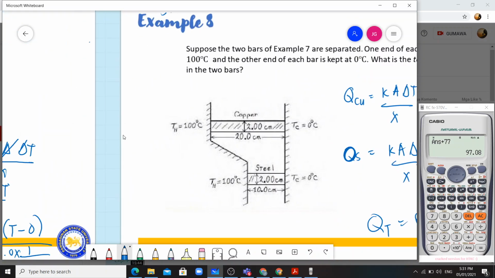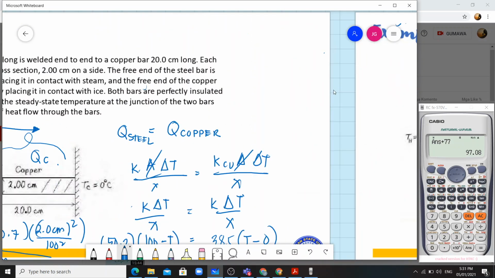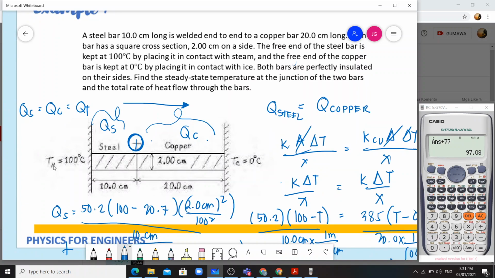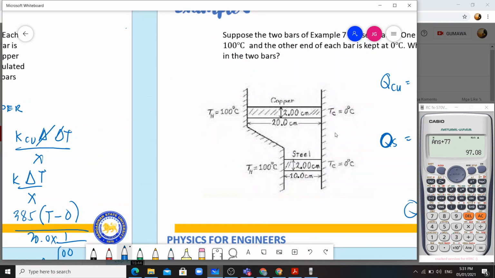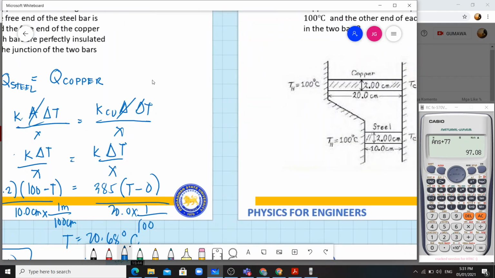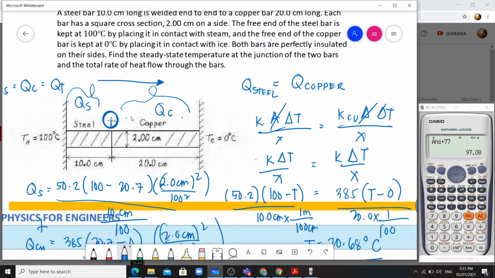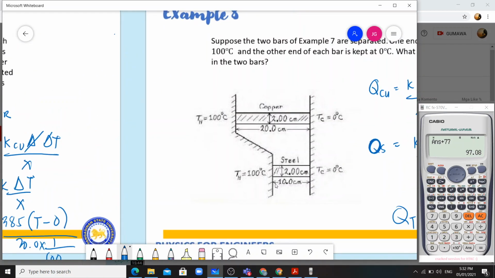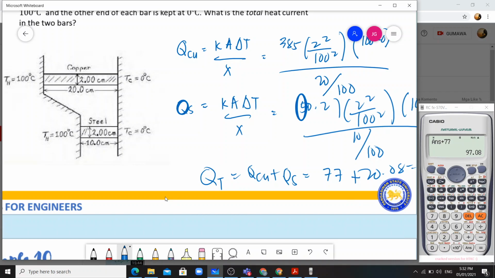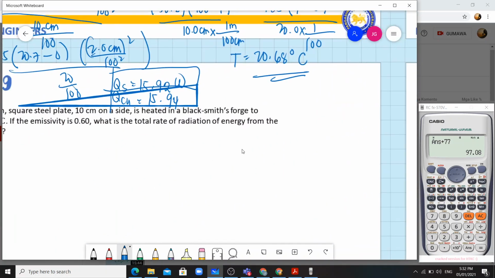Pero kapag magkahiwalay sila, i-add nyo. Okay? Ito yung sinasabi na series at parallel. Ito, naka-series. Ito, nakaparallel. Pag parallel, kailangan nyo siya i-add isa-isa. Pero kapag series, pare-parehas lang yan. Pare-parehas lang yung Q steel at Q copper ay equivalent sa Q total. Pero kapag parallel, yung magkaiba sila, i-add nyo sila. Okay, so ganun siya. So let's proceed to example number 9.